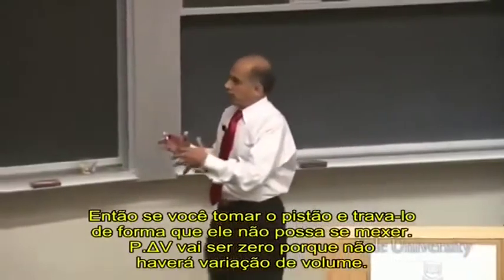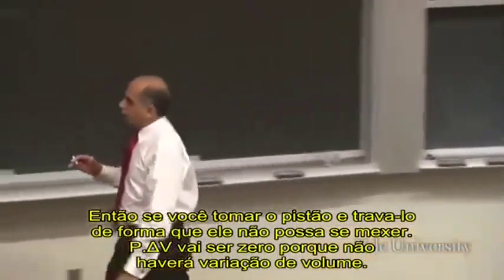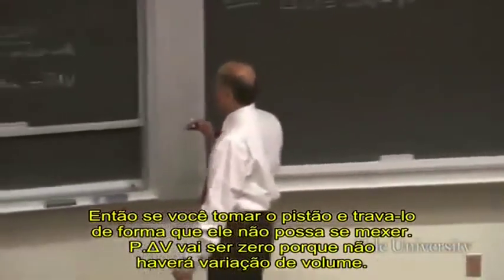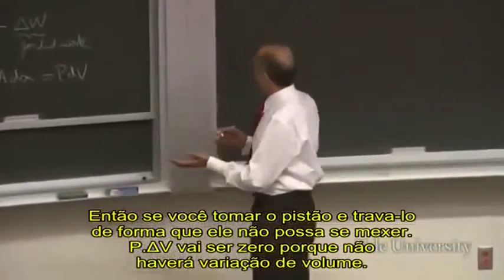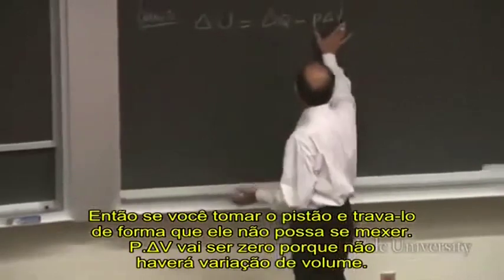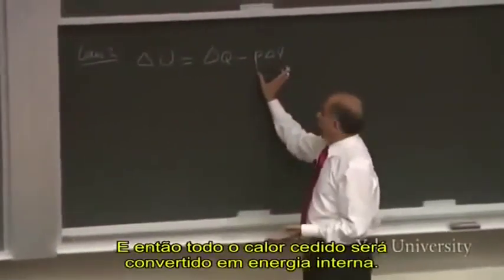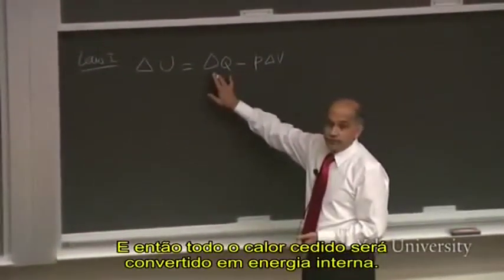So if you took the piston and you nailed the piston so it cannot move, and you put it on a hot plate, the P dV part will vanish because there is no delta V. That way of heating it is called delta Q.